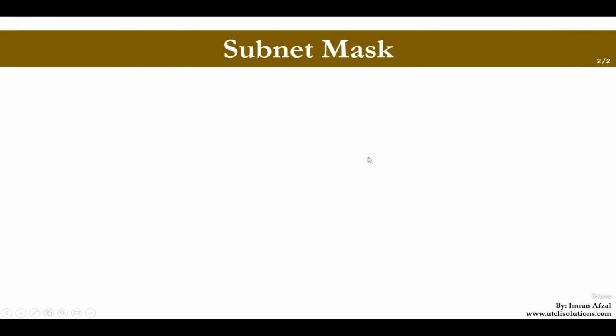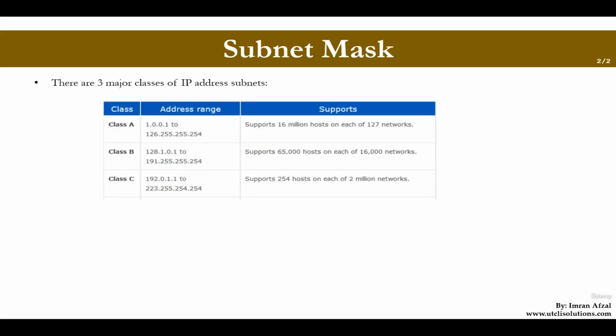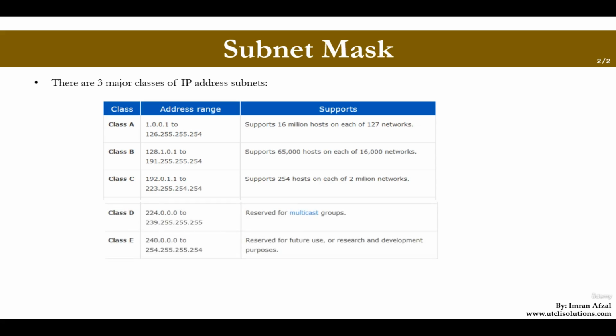All right, moving on. There are three major classes of IP address subnets: Class A, Class B, and Class C. Each class has a different capacity for networks and hosts. There are also two other classes which are rarely used, Class D and Class E.